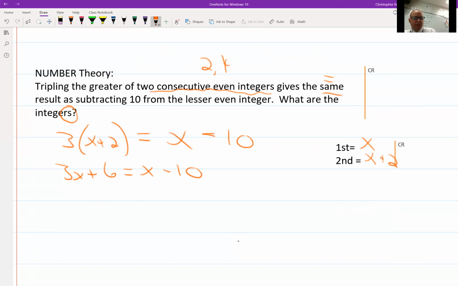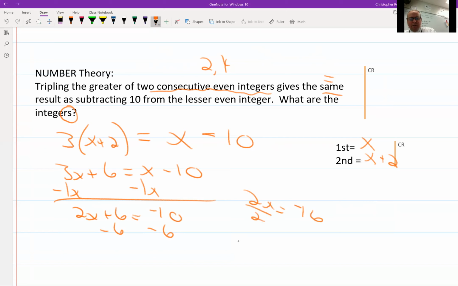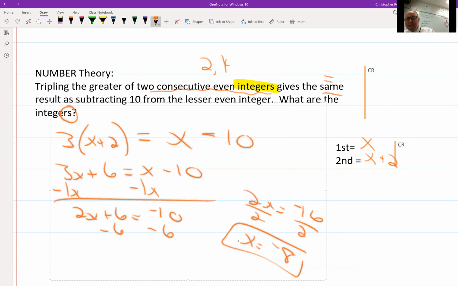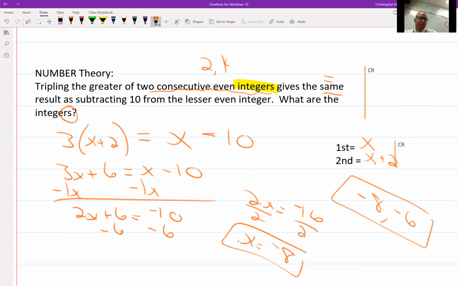I'll go ahead and finish it out. I'm going to subtract 1x, right? That's 1x, so that we don't get mixed up. 2x plus 6 equals negative 10, minus the 6. 2x equals negative 16. Uh-oh, it's negative. Is that okay? It sure is. What word up here says it's okay to be negative? Integer. Okay, so that means the numbers are negative 8, and if I add 2, negative 6. Okay, make sure I answer both parts of that. And that's just from plugging it into our first and second right here.